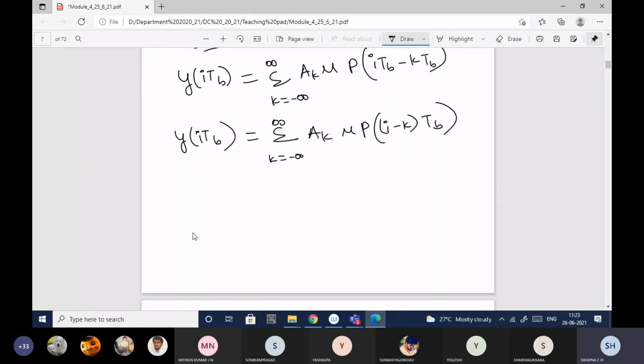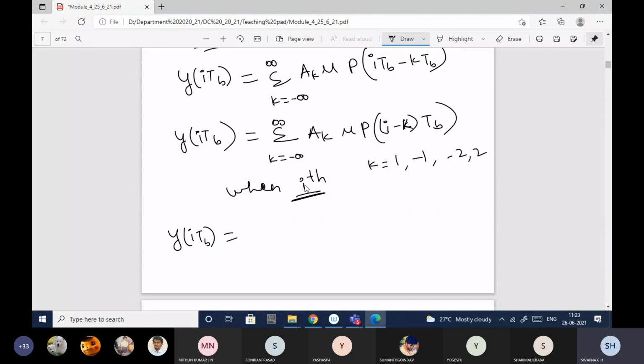Now I need to get the signal when it is the ith symbol. The k value ranges from minus infinity to plus infinity, so k can be 1, or -1, or -2, or 2, like that. Any value it can be. Now I'm just assuming that I want to find out the ith symbol. So how will you find the ith symbol? Y of iTb.